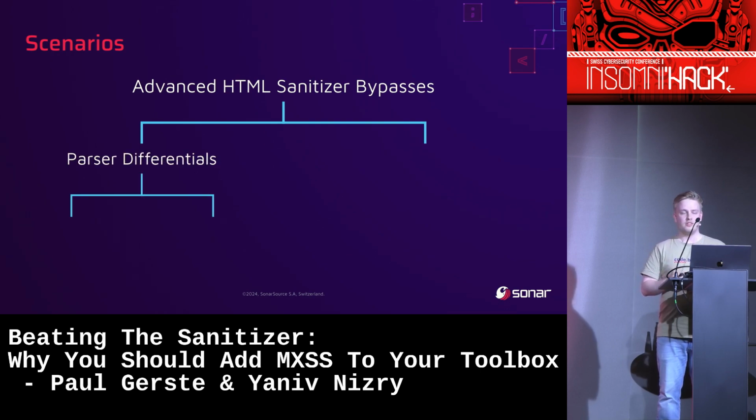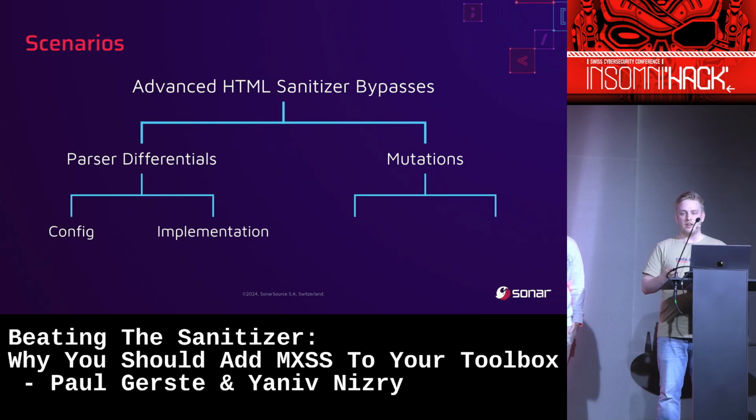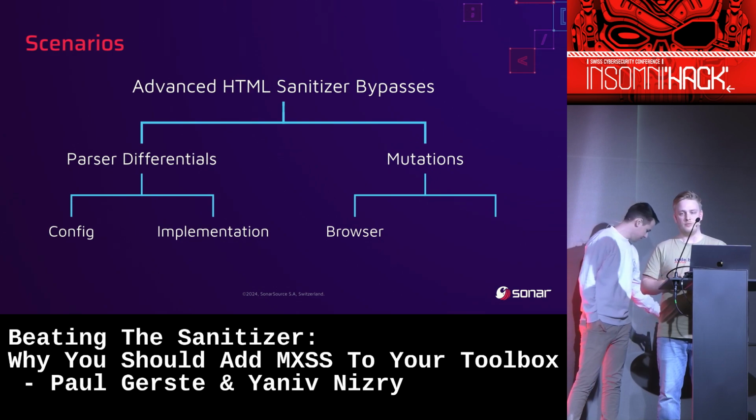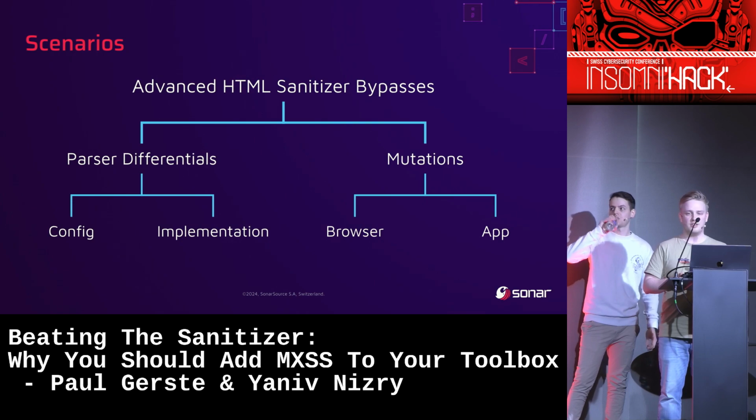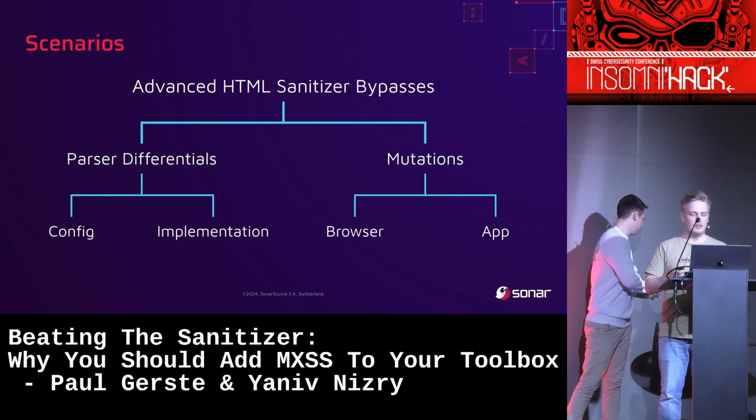So the first big group is parser differentials, which is where you have two different parsers. And they're either different because it's the same parser, but it's configured differently, or it's exactly two different implementations that just have differences in how they're coded and how they handle certain things. And the other big group is mutations. This is what Yaniv already mentioned, where the browser changes some stuff to fix the developer's mistakes. And it can either be the browser that changes this or the app itself. And we're going to first look now at parser differentials and then at mutations and then at the combination, basically.